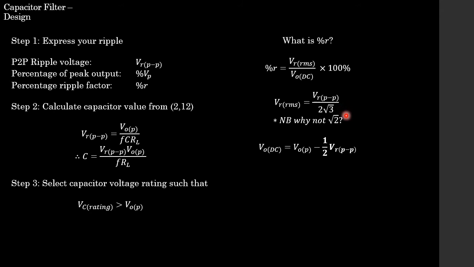But in this case, students, we take 2 root 3 because when we look at the capacitor filter output, it's not actually a sinusoid. It actually looks more like a triangular waveform. And because it looks like a triangular waveform, we replace the root 2 by root 3 in order to calculate our ripple RMS. And then finally, students, our output DC, we know what that expression is. It's simply our output peak minus a half multiplied by our voltage ripple peak to peak.